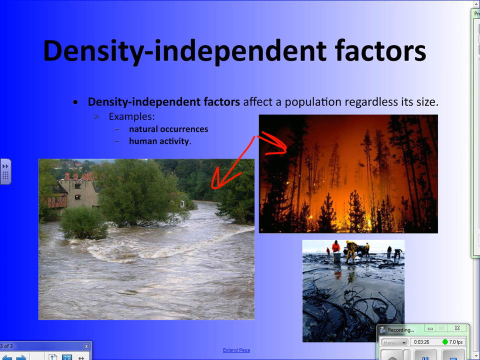Human activity is another density-independent factor. We largely influence our environment by our actions. Something severe, like this oil spill here, would not occur naturally, but because of us, has occurred and will drastically limit populations and population growth in that particular ecosystem.